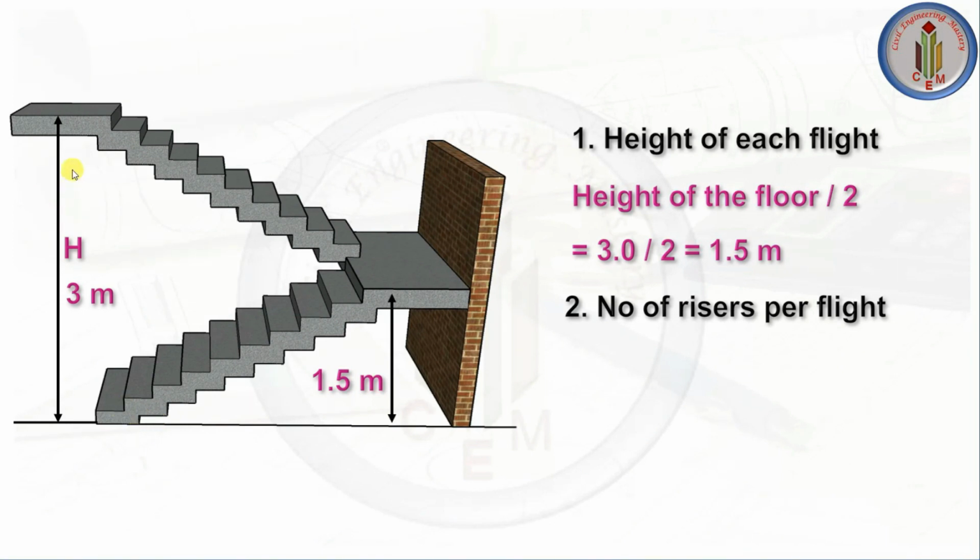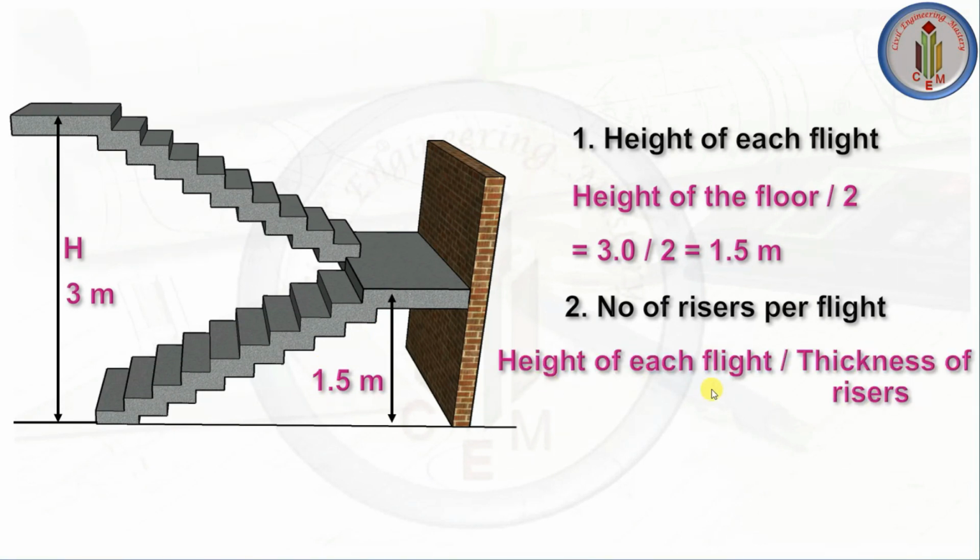That means we'll be having the floor height. From this we need to arrive at each of the components, like how much riser we have to provide, how many treads we have to provide. So now we know the height. From this we need to find out the number of risers per flight: height of each flight divided by thickness of riser. One flight height we know, that is 1.5 meter. That divided by thickness of riser will give you the number of risers per flight.